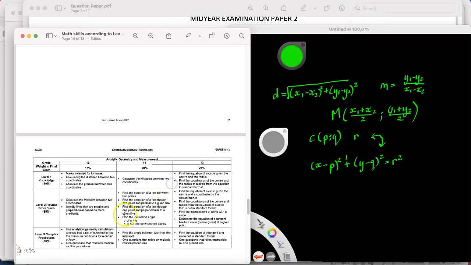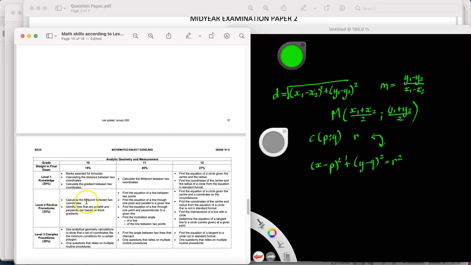Okay, next, the next level. So once we can do this, this is the basics. This is the basics of analytical geometry. You just need to know all of this off by heart, and you should be able to get 20% of your marks. Okay. Level 2, routine procedures.